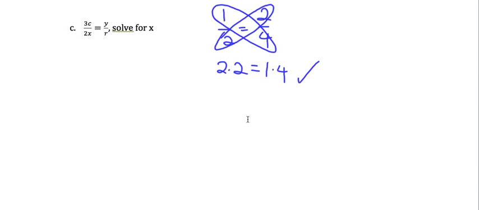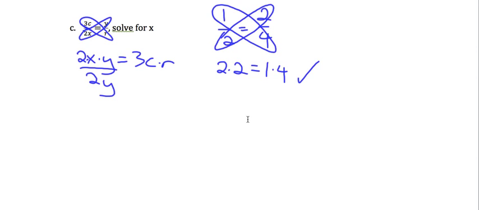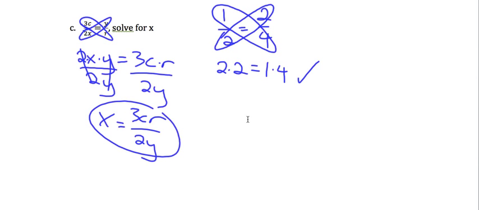We can apply that same logic over here. Multiply the things that are diagonal from each other. So we get 2x times y equals 3c times r. Now, the issue is that we need to get rid of both the 2 and the y. Well, they're both being multiplied, so we can divide by both 2 and y. Do that on both sides, and our answer is really kind of weird looking, but it really wasn't too bad to get there, hopefully. We get 3cr over 2y.